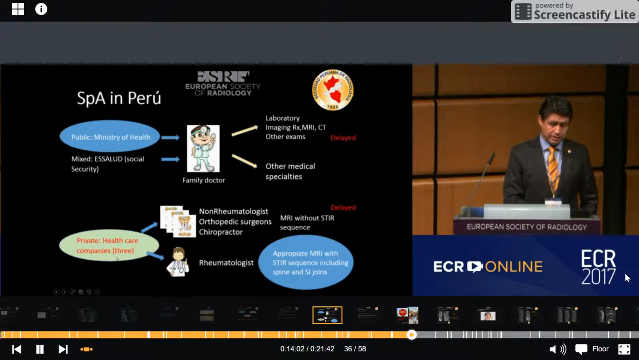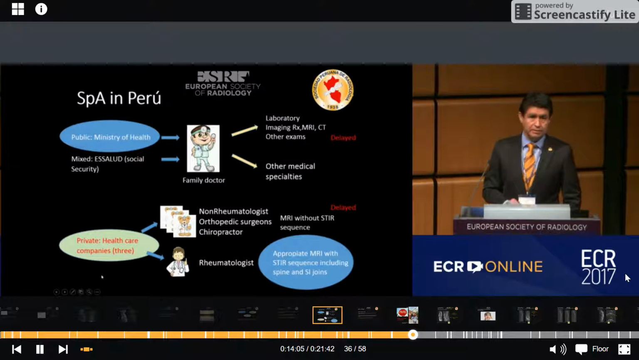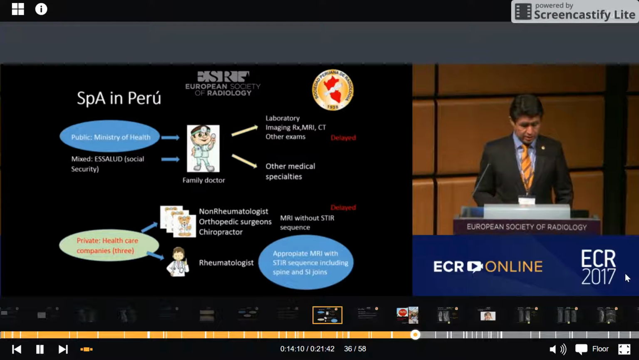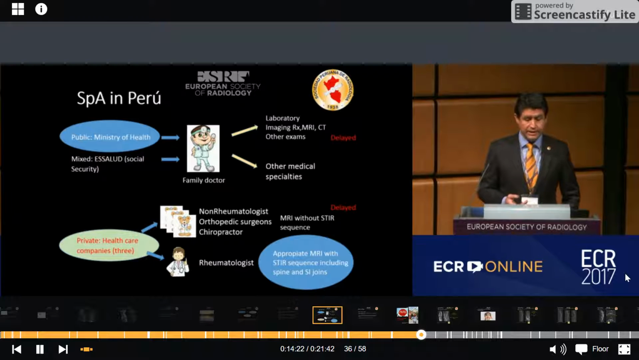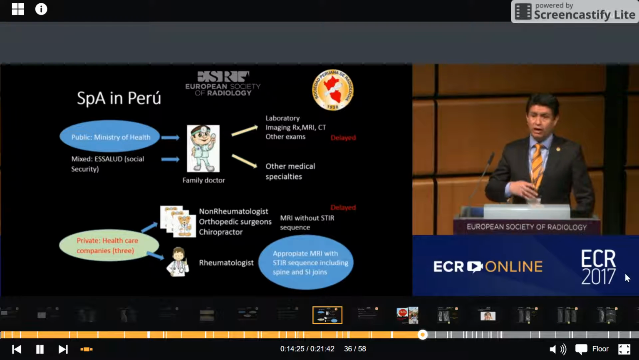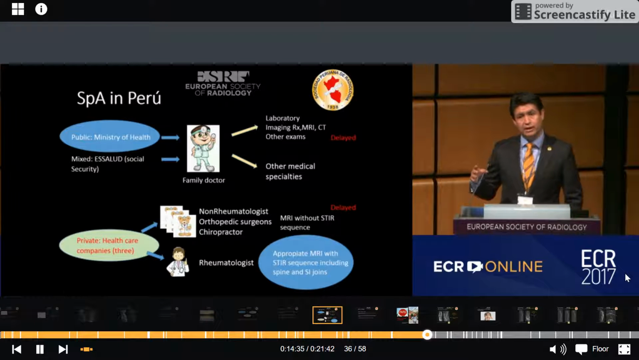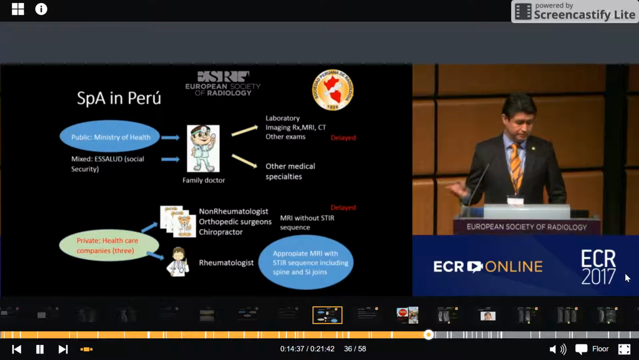And what about the private healthcare companies? It's the same. The patient decides which specialist to consult. The most frequent symptom is low back pain, and low back pain is consulted with non-rheumatologists, meaning orthopedic surgeons or chiropractors. And they are going to think about other diseases, especially herniation, and an MRI without STIR sequences is going to be requested. So the SPA diagnosis is going to be delayed.